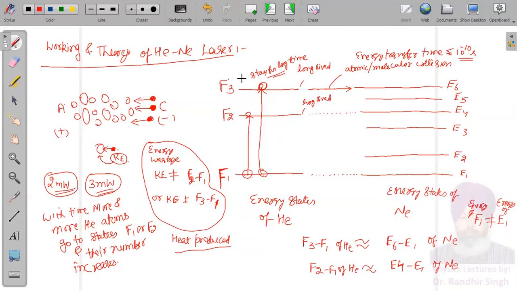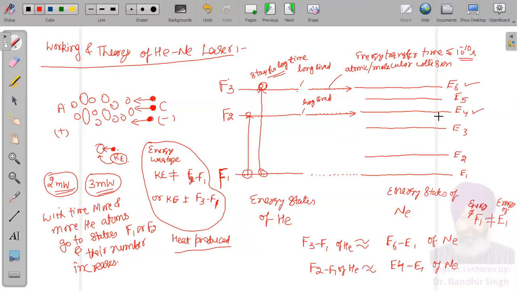So whenever helium collides with neon, what will happen? The helium molecule will go to the ground state, and immediately any neon molecule which has collided with the helium will go to the state E6. Similarly, if there is a helium molecule in the state F2, the neon will go to this state, which is E4.